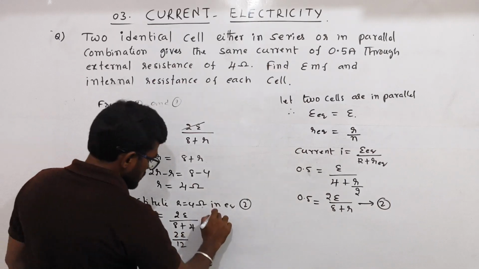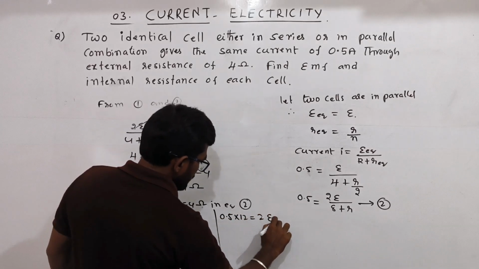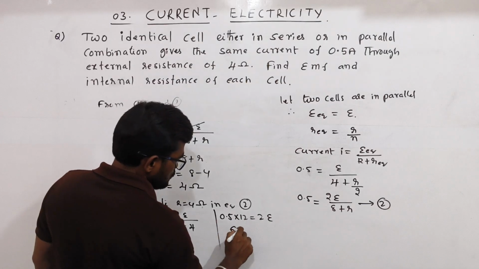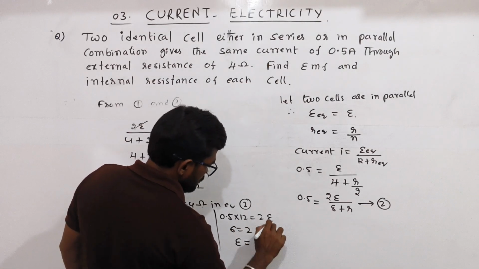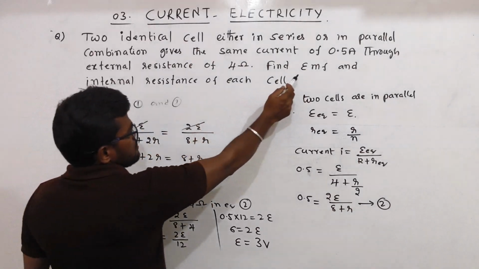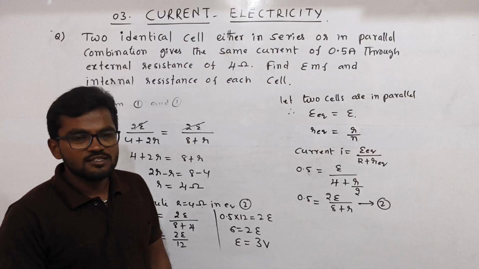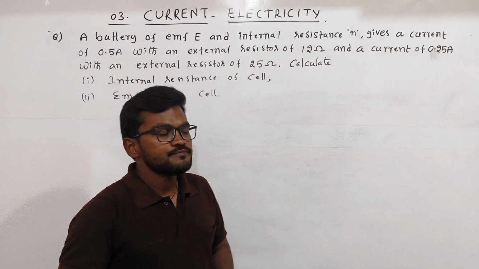By cross multiplication, 0.5 into 12 is equal to 2E. 0.5 is half, into 12, that is 6. 6 is equal to 2E and E is equal to 6 by 2, that is 3 volt. So the EMF is 3 volt and the internal resistance is 4 ohm. This is very important for the examination. Try to practice this. Next question.